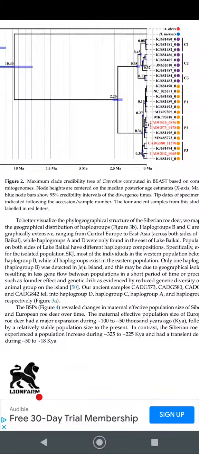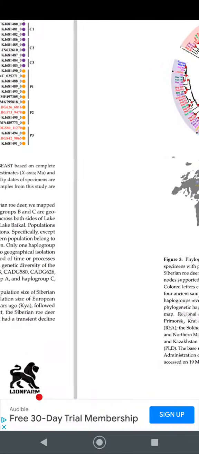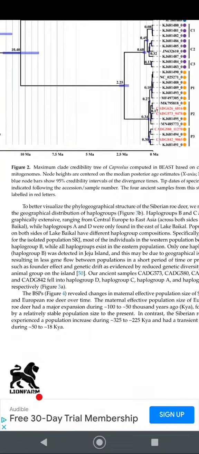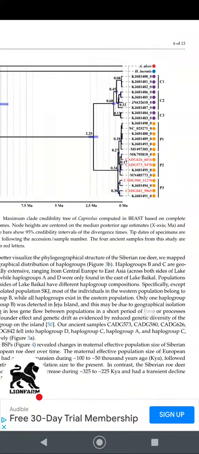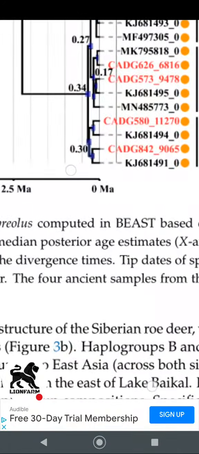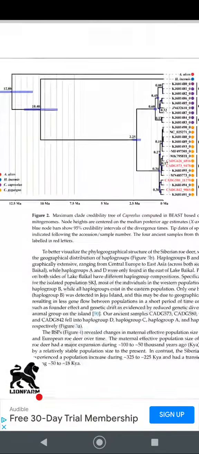And they fall into these types of haplogroups. They call them haplogroup D, C, A, and whatnot. They talk about the specimens that they have, D, C, A. They know that they fall into the ones that they have here. But let's look at this real fast.